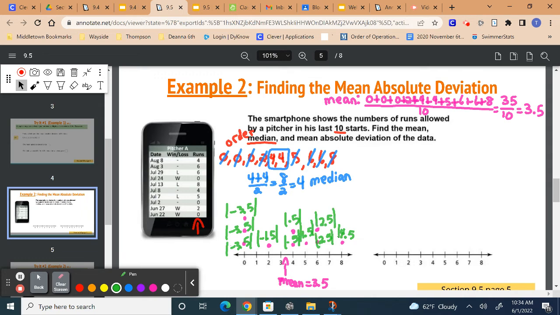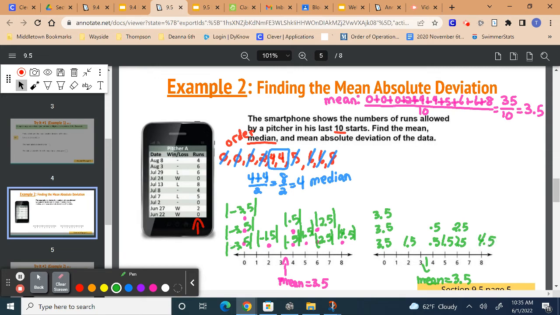All right. And now you're going to go over to your new number line and rewrite them as the absolute values. Okay, so you should have all positive numbers. And then remember, this is the mean, which is 3.5. So at the 4 we have 0.5, 0.5. At 5 we have 1.5. At 6 we have 2.5. We have 2 of them. And then at 8, we have 4.5.